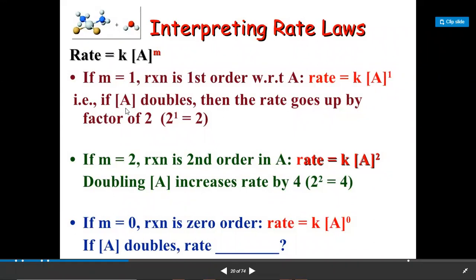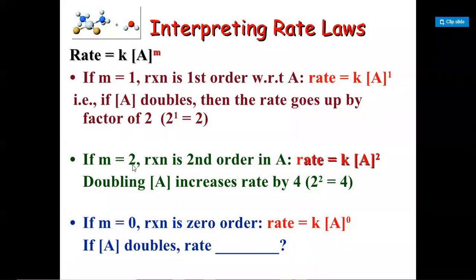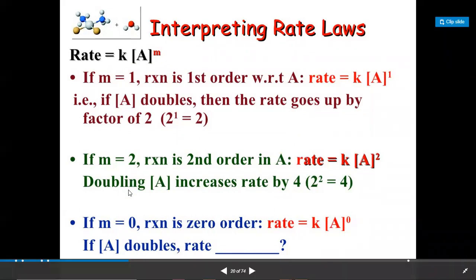If A is doubled, that means A into A, or 2A, whatever it may be, then A power 2, or square, needs to be written. So at that time, A power 2. So now the order of the reaction is 2. If you double the concentration of reactant, then the rate of reaction is increased by how many times? 4 times. Why? Because it is already A power 2. If you double it, that means 1A is taken as 2A. So that means 2 power 2, which is 4.